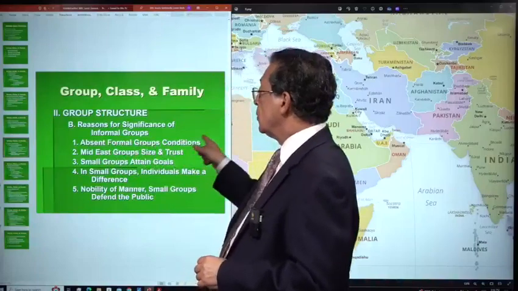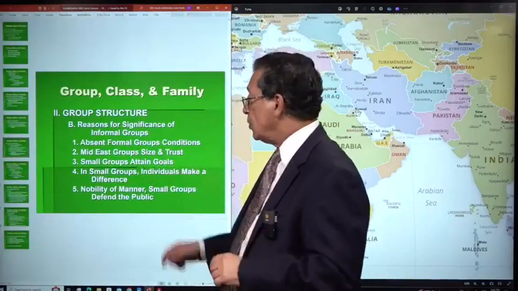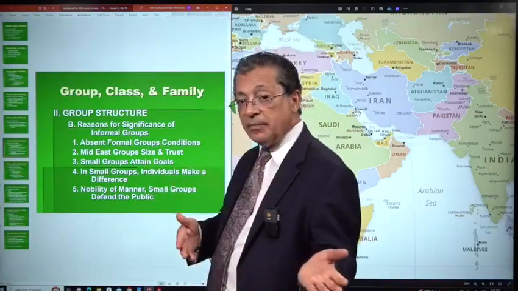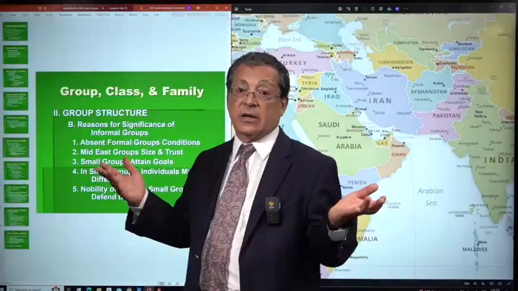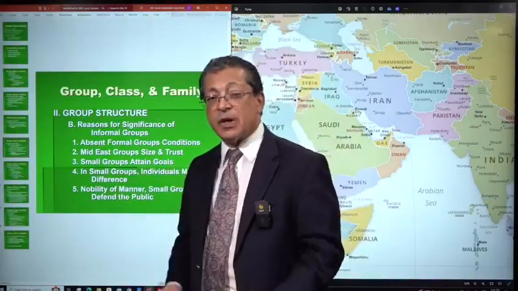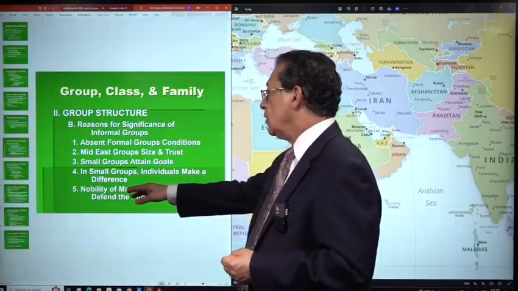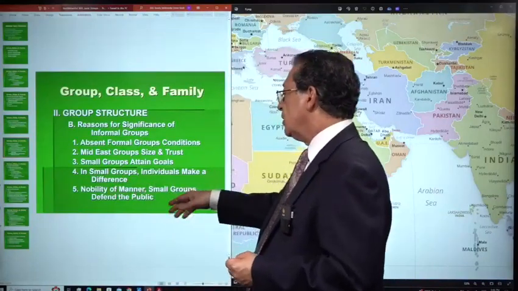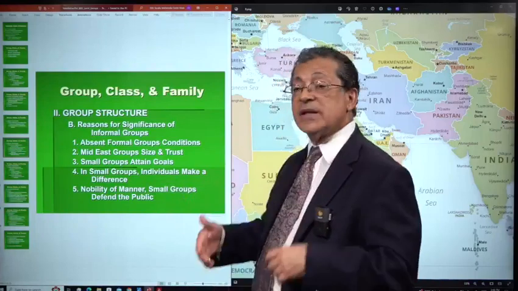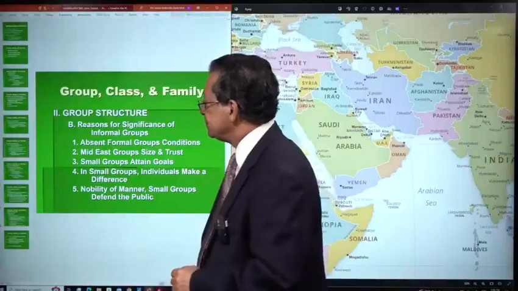Absence of formal group conditions, group size and trust is very important. Small groups attain goals much better than the bigger groups. Is that right? Because in a bigger group, you get lost. In small groups, individuals make a difference because leadership comes to play a very important role. And then notably, the small group defends the public. So a small group is like a defender of the general public, okay?